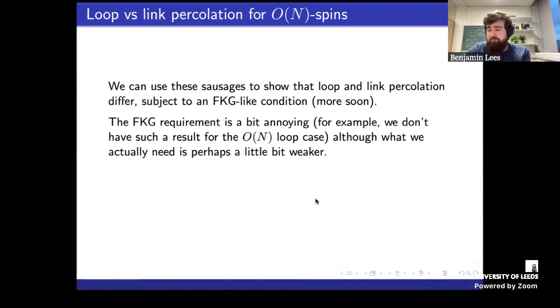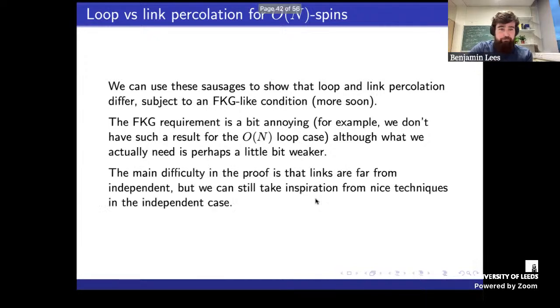Although, as we'll see in a bit, perhaps what we need is a little bit weaker. Well, it's not clear if it's actually weaker or whether it just appears to be weaker. So the main difficulty, of course, is that everything's highly dependent. It's somewhat analogous to the theta not equal to 1 case for random transpositions. But luckily, there's a lot of work on Bernoulli percolation and lots of nice methods, and so we can try and take some of them.